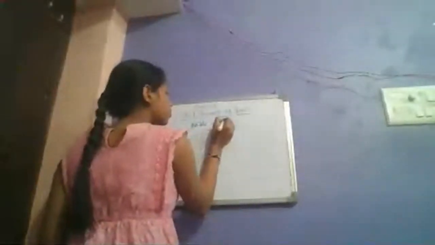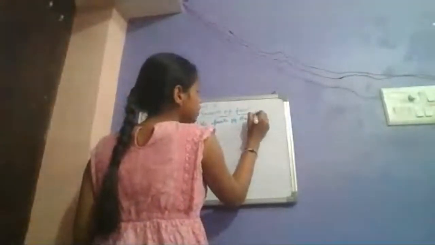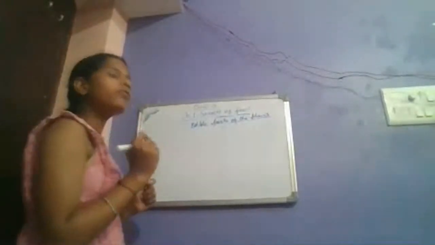Now we are going to learn about edible parts of the plant. Edible parts of the plant. So should we start learning? The parts of the plant that we eat. What are they?